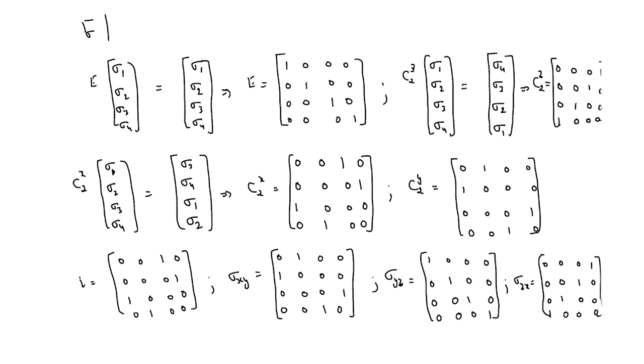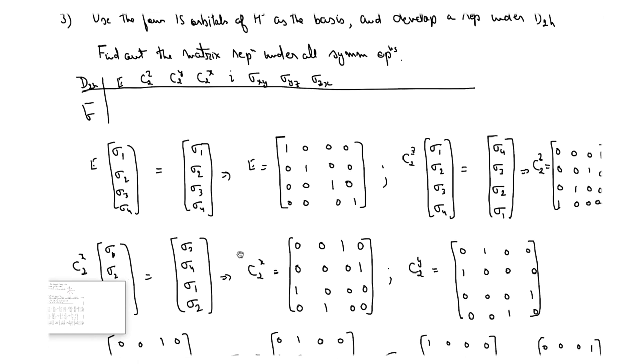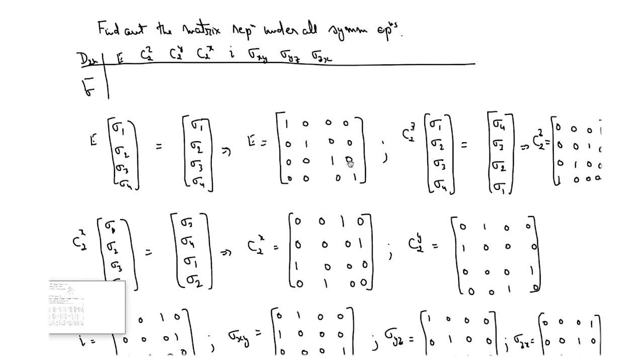1. Okay, so now that we are done writing all the matrix representations, what we have to do is find out the trace and put that trace here. That will give us the reducible representation, right? So now let's write the trace. Trace for E is going to be 4. Trace for C2Z is going to be 0 because all the diagonal elements are 0 here. Then C2Y also it is 0. C2X also it is 0. I will be 0. Sigma XY will be 0. Sigma YZ will be 4. And sigma XZ will be 0.